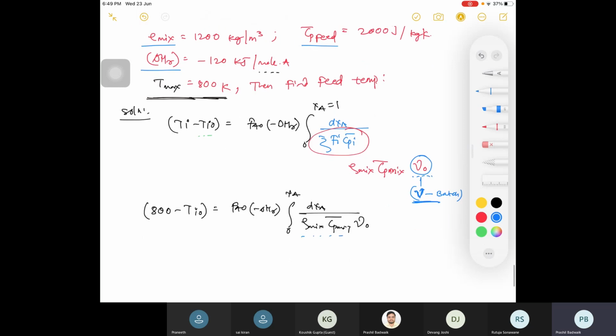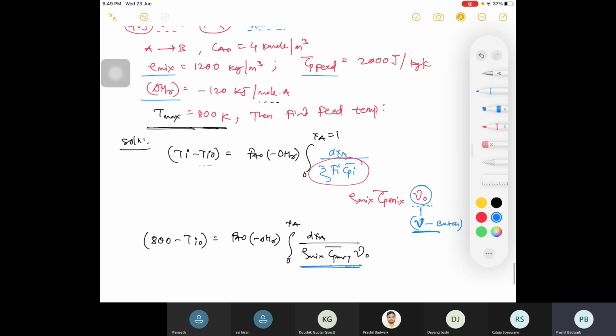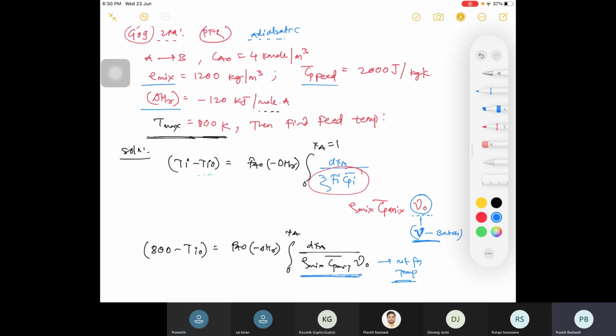Can you guys tell me, density, Cp, nu naught, it is written they are not function of temperature. Not function of temperature, it is given. Here, will it be a function of conversion? So density of mixture can be a function of conversion, right? Yes, sir. Yes, it is given. If it is function of temperature or it is not function of temperature or conversion.